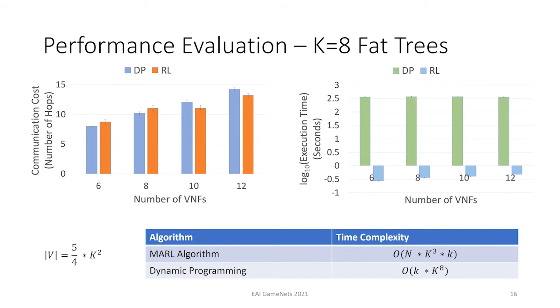On the other hand, the time complexity of our MARL algorithm is big O of n times m times k, which becomes big O of n times capital K to the third times k after plugging in the number of switches in a k-array fat tree. We can see that our MARL algorithm is less dependent on the sizes of the fat tree than the dynamic programming algorithm is. Through the time complexity and result graphs of the two algorithms, we can see that the two orders of magnitude difference in execution times show that our MARL algorithm is a promising technique for the SFC placement problem.